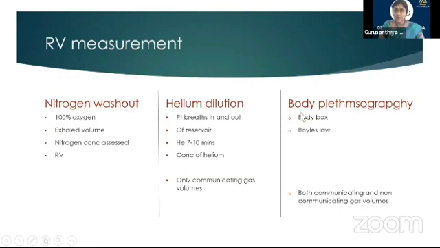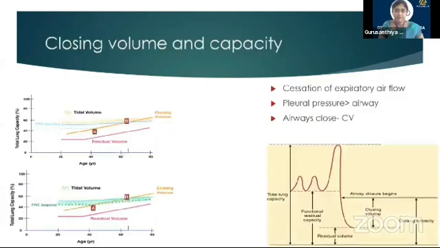Then comes body plethysmography, in which the patient is placed in a body box where the pressure and volume are known. Here Boyle's law is used, where at a constant temperature, the volume is inversely proportional to the pressure. So, provided the volume is known and the pressure drop is known, we can calculate the residual volume. Body plethysmography is the only one which measures both the communicating and the non-communicating gas volumes.